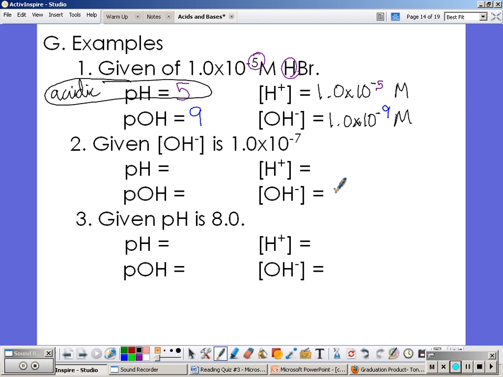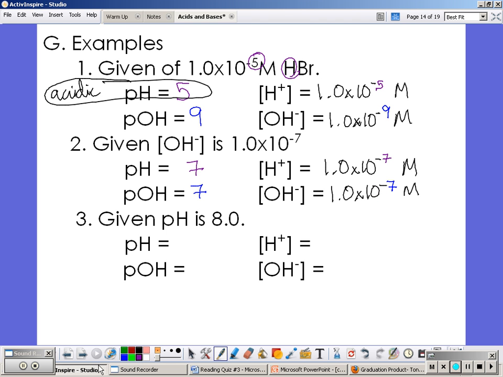In number 2, we're given hydroxide, 1.0 times 10 to the negative. Hydroxide is always 1 times 10 to the negative something, and it's measured in molarity. So because it tells us outright that that is negative 7, I know my pOH is 7, the hydroxide concentration's exponent. Well, 7 plus 7 is 14. So my pH has to be 7, which means my hydrogen exponent has to be 7.